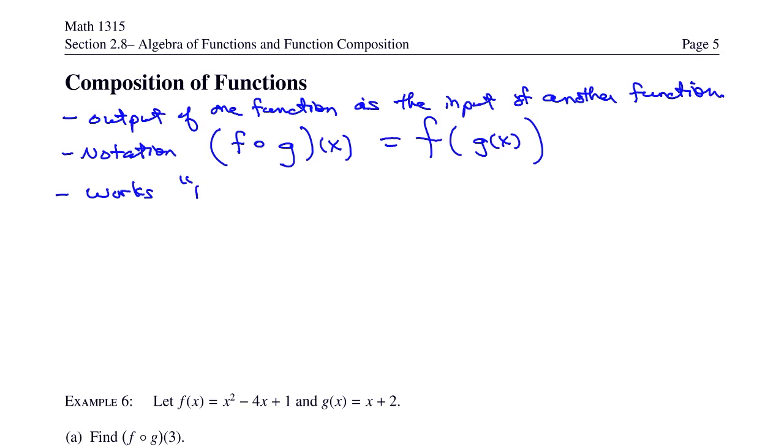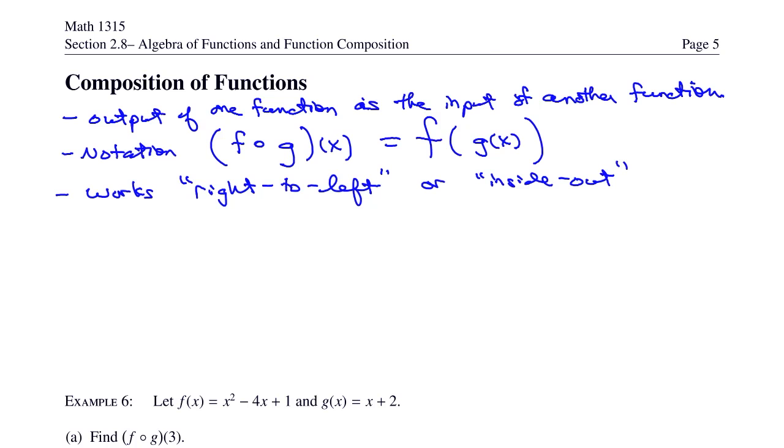Finally, composition works right to left, or inside out. So even though we write this as f composed with g of x, the first function you will be using whenever you do f composed with g is g. You start on the right side and you work your way back toward the left.